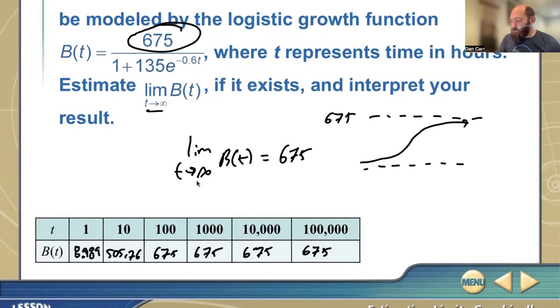So we are approaching 675. Okay. So that's my carrying capacity, C equals 675 here, which is why my limit as we approach infinity is equal to the same thing. Okay. And that is it for today. Again, we are looking at our different types of limits and how we can evaluate them using our graphs, as well as a table here, and seeing some special cases and how things might not work out just right.